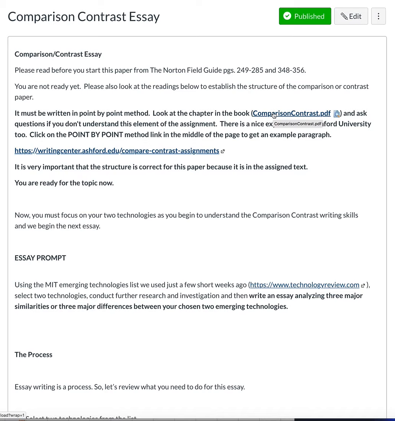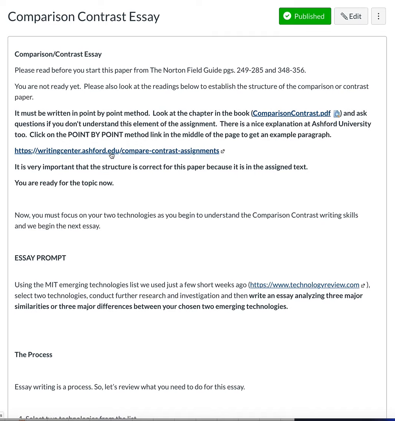But don't tell me everything you can about one technology and then expect me to figure out what the comparison is in each case as I go to find out what the other technology is about. That's not what we're trying to do. We're trying to find specific things that you can find similarities or differences in.